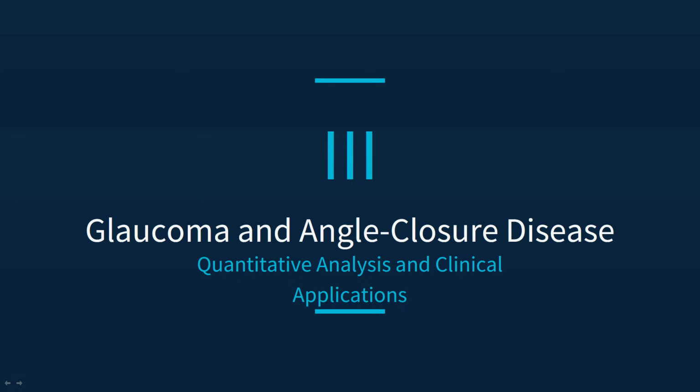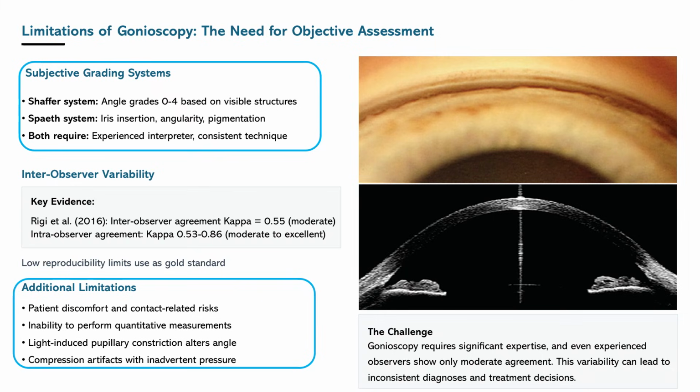Now we will start our discussion on one of the main clinical applications of the anterior segment OCT, which is the study of glaucoma and angle closure disease. Angle closure disease is a spectrum from angle closure suspect to acute angle closure and then to angle closure glaucoma. Now, as you know, one of the applications of the anterior segment OCT is the biometric data and quantitative analysis of the angle of the anterior chamber.